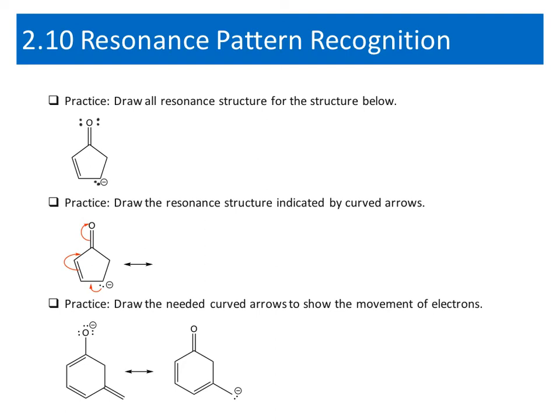Now we need to recognize the pattern. So I start with this lone pair. I have a lone pair of electrons, single bond, double bond. So it's allylic lone pair. And to draw the resonance structure, I need to use 2 curved arrows. The first one starts from the lone pair to make a double bond, and the other one from the pi bond to make a lone pair.